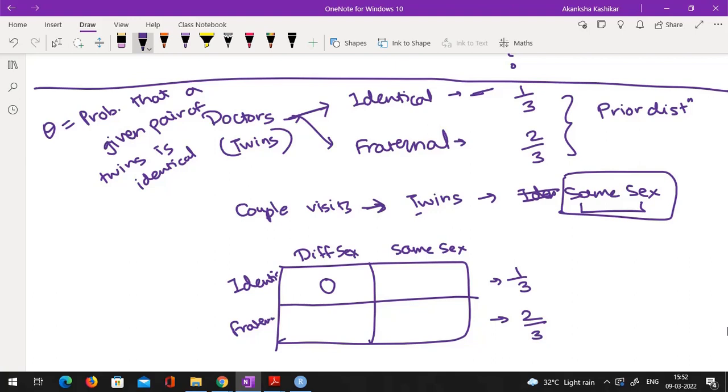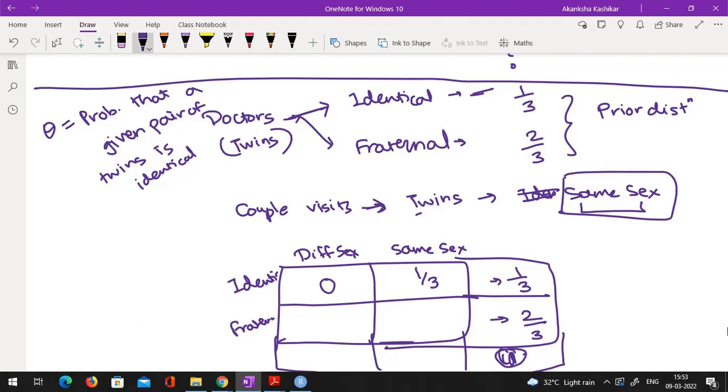Of course, you all know that marginal probabilities are row sums and column sums. So the total probability has to be 1, which is already there. This is 0, so this has to be 1 by 3. Now the question remains of this 2 by 3.